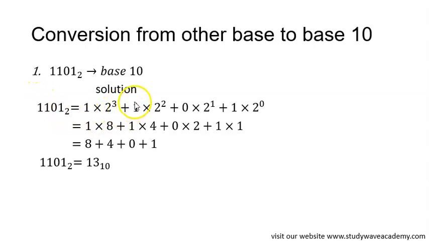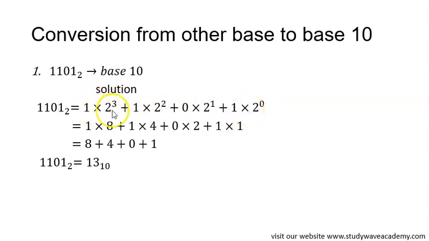Plus the next one times 2 raised to power 2. You know this number here, the number you wrote up here is 2, right? Good. Then the next number is 0. So it will be 0 times 2 raised to power 1. The number you wrote up here is 1. Plus the next number, 1 times 2 raised to power 0. Do you understand? So next we are going to solve, okay?